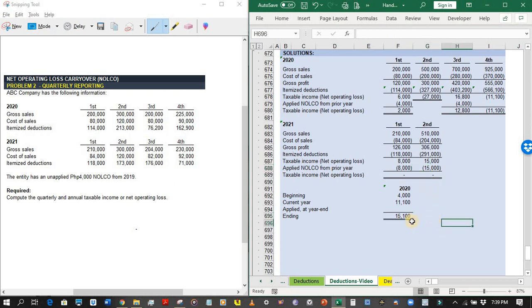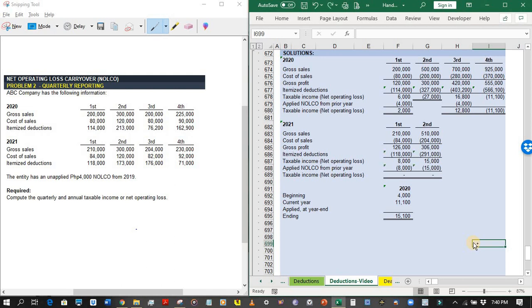So after deducting the 15,000 from the 15,100, the available balance as of the end of the second quarter is 100 pesos. And again, it is not yet final because the final application of NOLCO is being done on an annual basis. Because this information may still be reversed during the third quarter or fourth quarter depending on the results of the operations for the third quarter and fourth quarter. So let us now proceed to the third quarter.